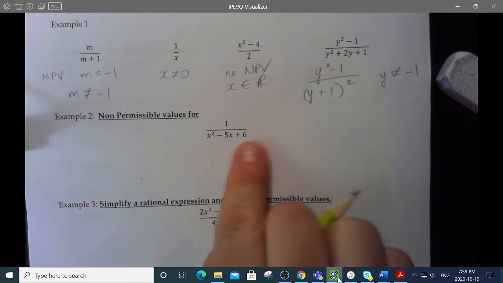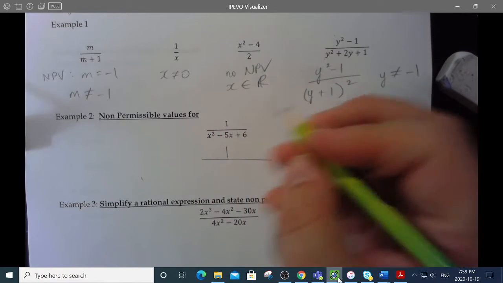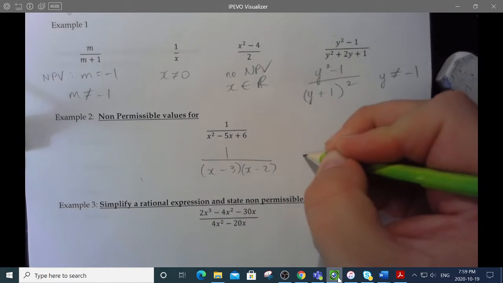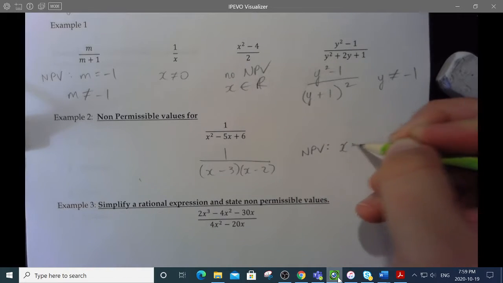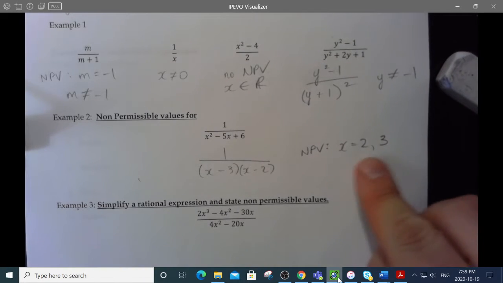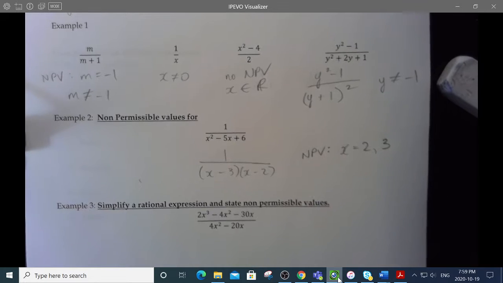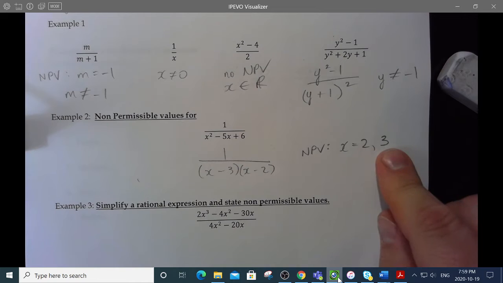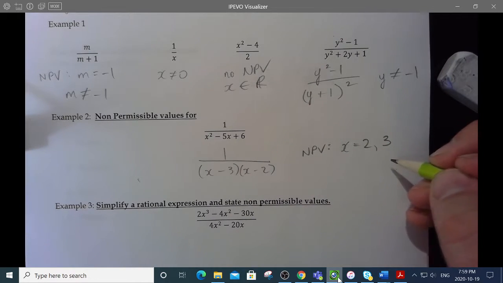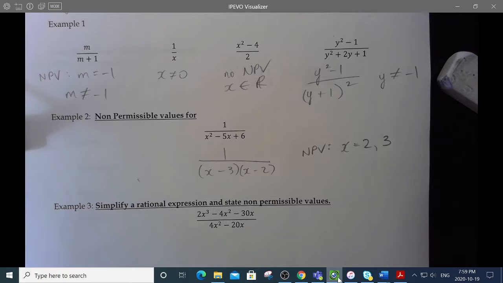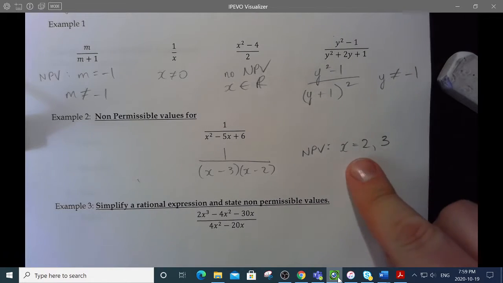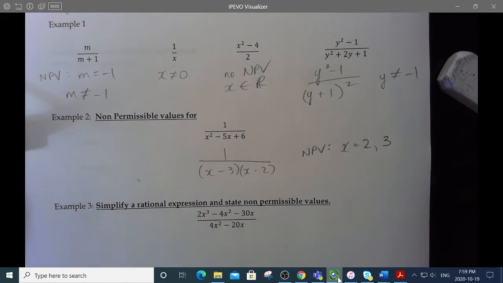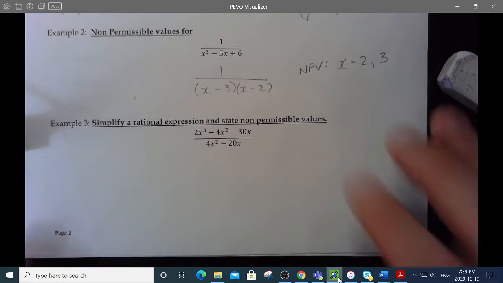Example 2, let's factor that. If I factor this, I get x minus 3, x minus 2. So my non-permissible values are when x is 2 and 3. And you can just write them with a comma between them. Whatever you do, though, don't put brackets around it, because then it's going to look like you think it's a coordinate. It's not. This is not an xy coordinate. This is two different numbers that if x were those numbers, this thing can't exist because you can't divide by zero. All right, example 3.